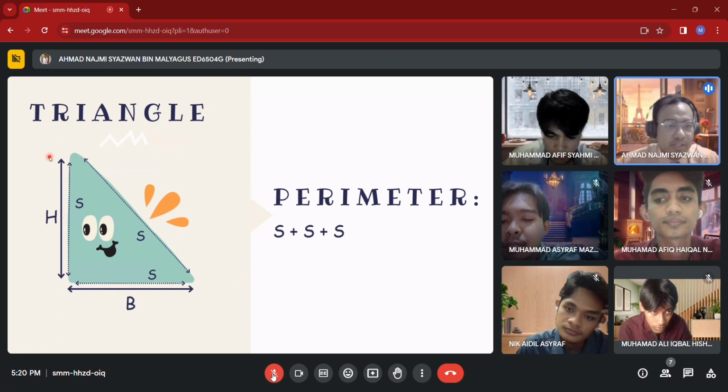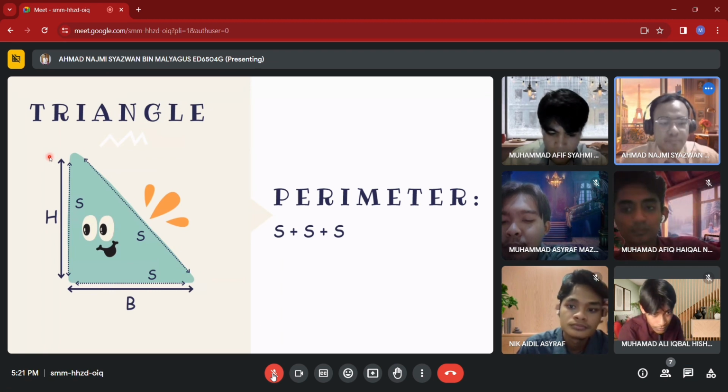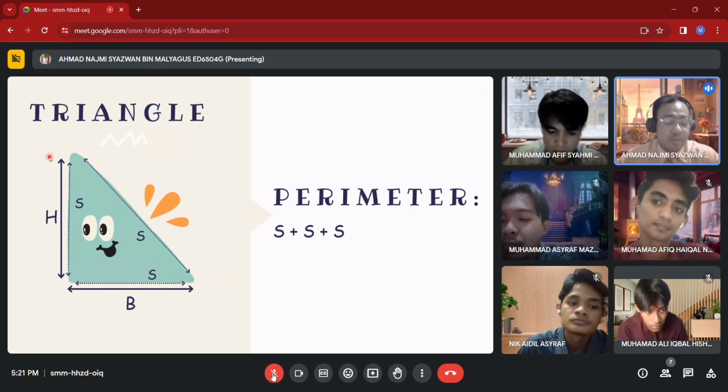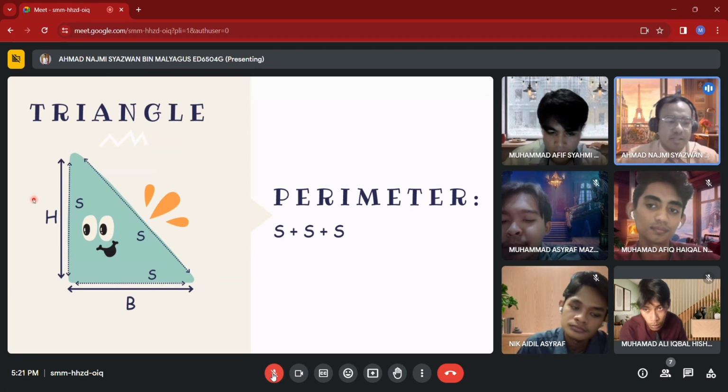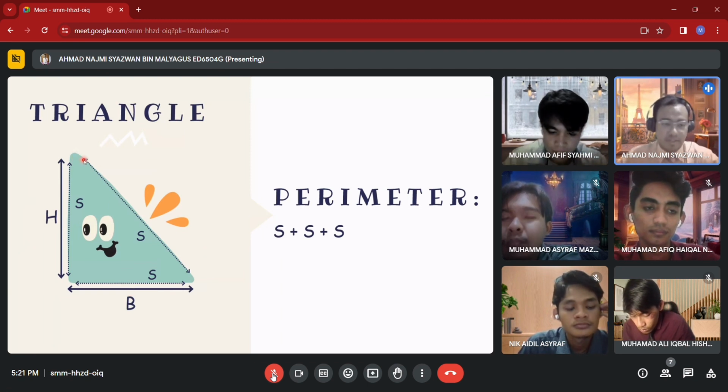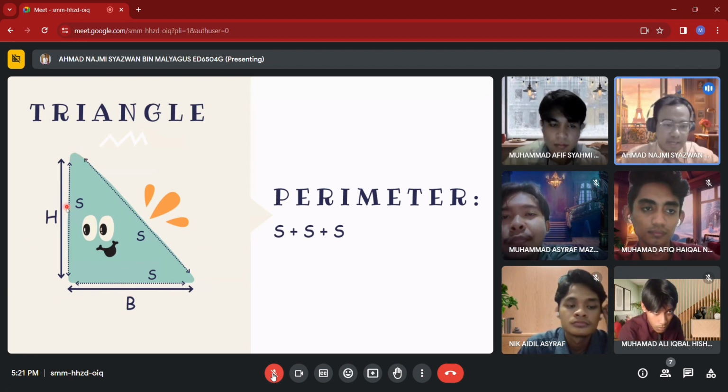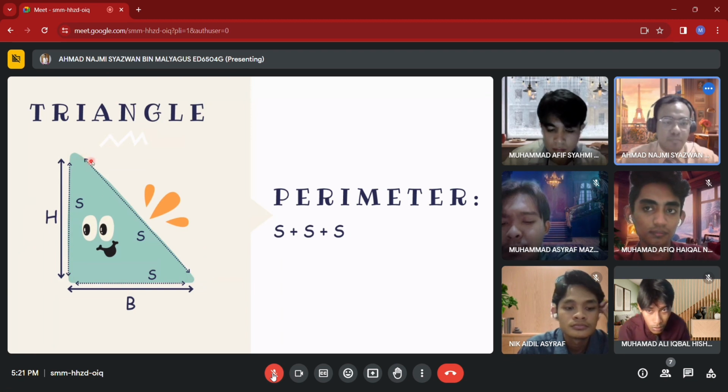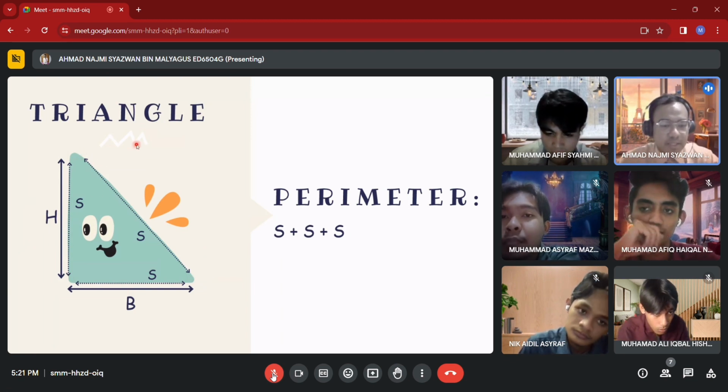Okay, you have the next shape. Yes, the next shape is the triangle, and the same goes for the trapezoid. Even though you can see there are many letters, which are H for height and B for base, you don't need to be confused. For perimeter, it is very, very easy. You just need to add all the sides, which has 3 sides here, and then we get the perimeter. But do remember, the sides can be the same or not the same according to the triangle given, all right?